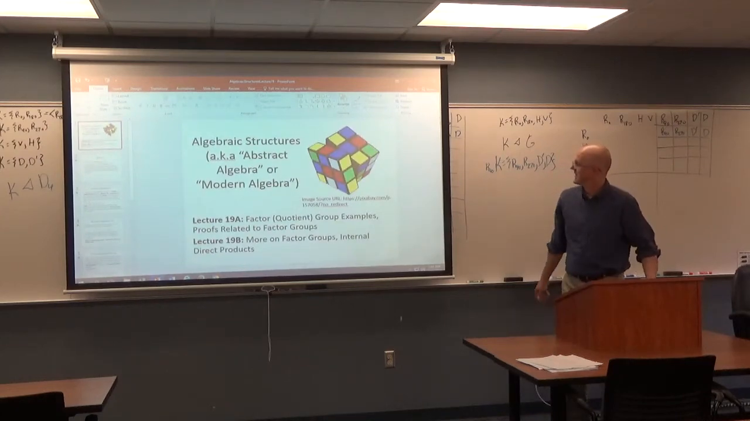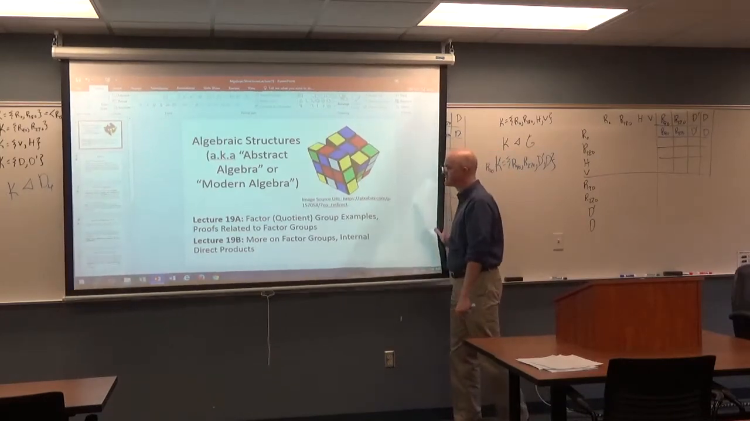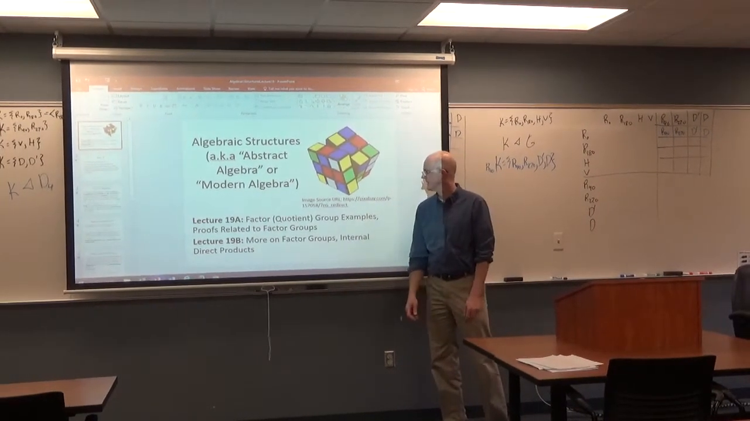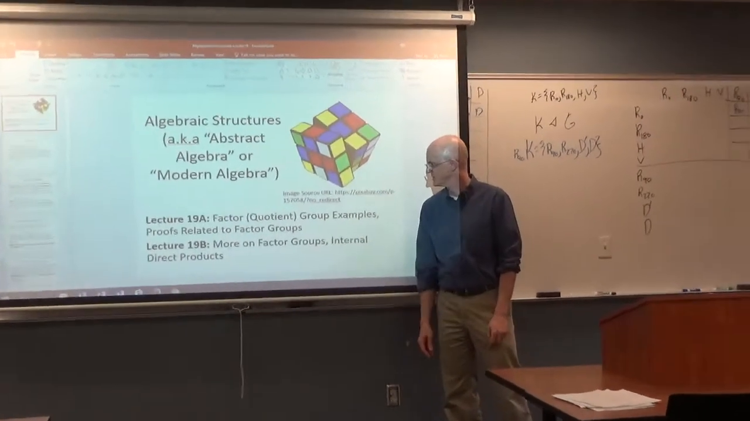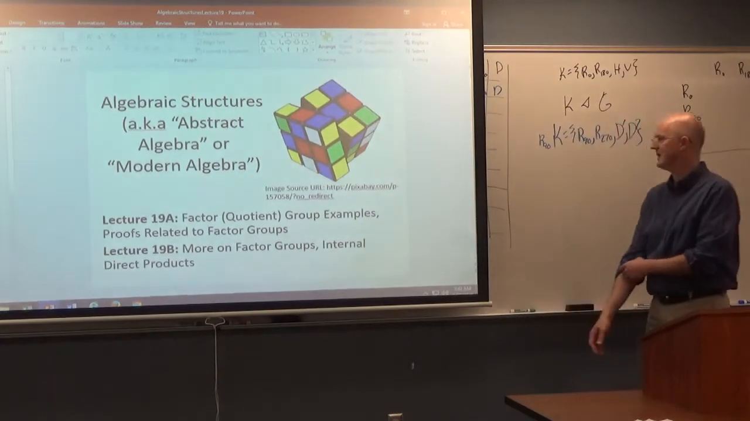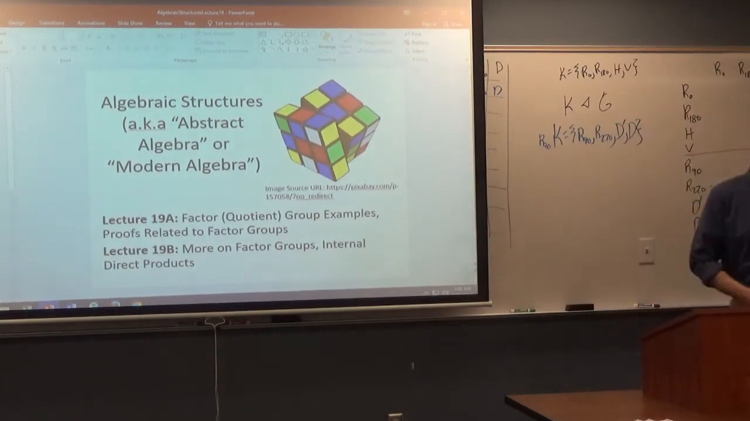For today, lecture 19. Going to look at some more factor group examples and some proofs related to factor groups. Again, factor groups are also called quotient groups. Then 19b, I'm sure we'll talk more about factor groups and probably proofs, and get started on internal direct products.